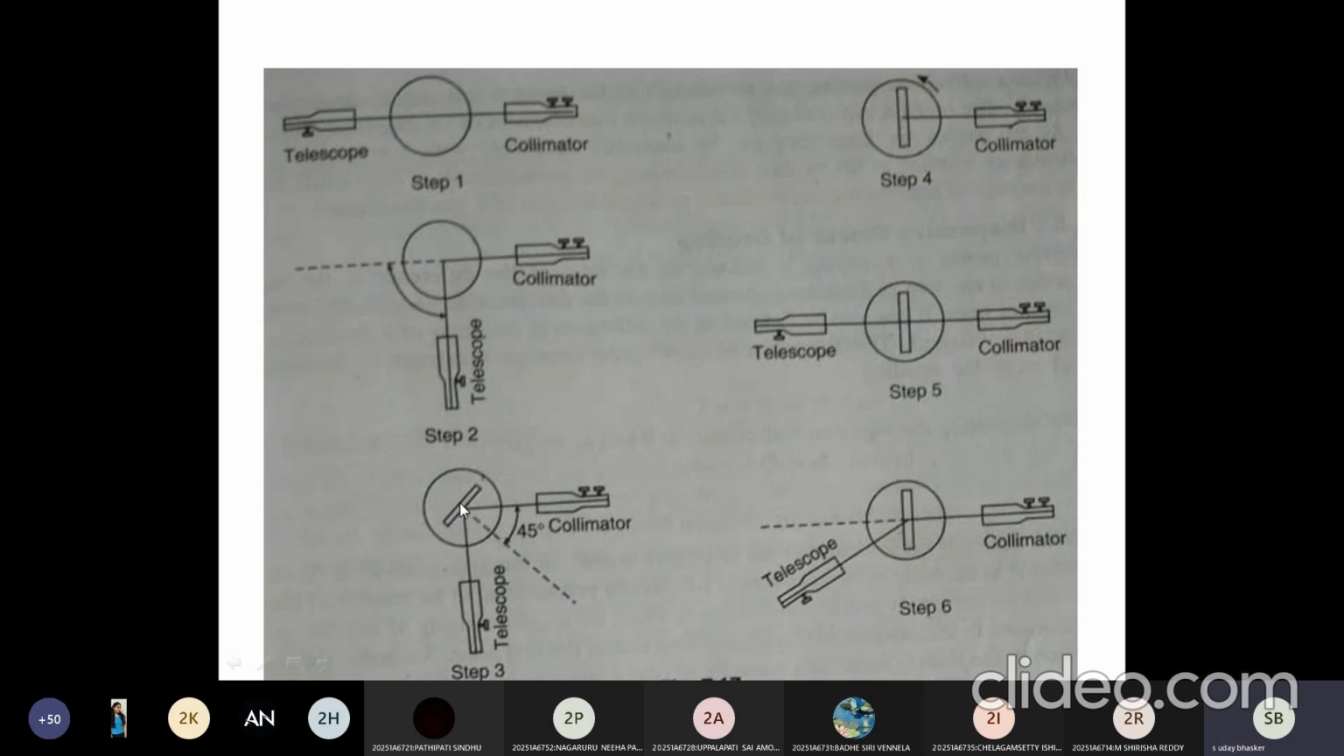So this is 45 degrees angle of incidence of light coming from the collimator on the grating element. What will I do? I will rotate the circular scale by 45 degrees, because of which now the light coming from the collimator will be falling normally on the grating element, normal incidence. Okay, so 1, 2, 3, 4. These 4 steps are for normal incidence. Okay. Now after that, 5 and 6 are not required.